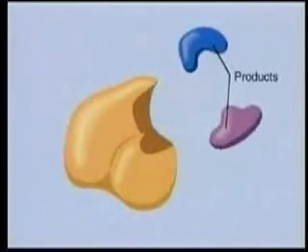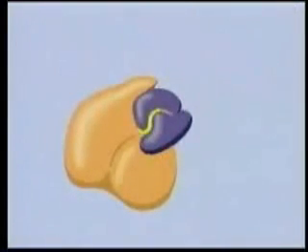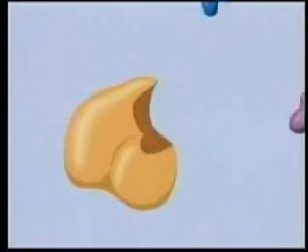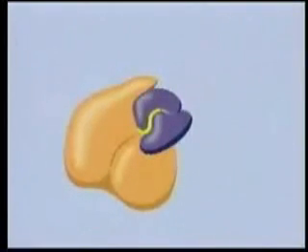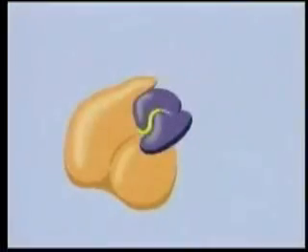This weak bond is easily broken, splitting the substrate into two pieces. The pieces, now referred to as products, detach from the enzyme. In enzymatic reactions, only the substrate is changed. The enzyme itself is unaffected by the reaction. After the products leave the active site, the enzyme is free to speed up another reaction.